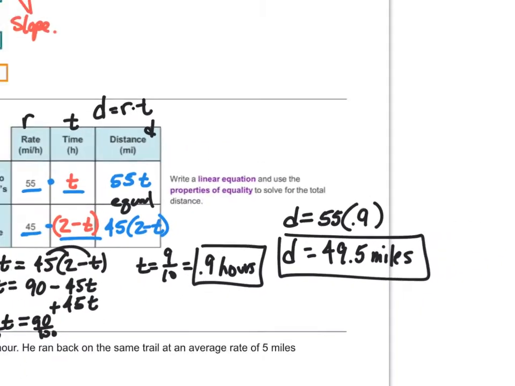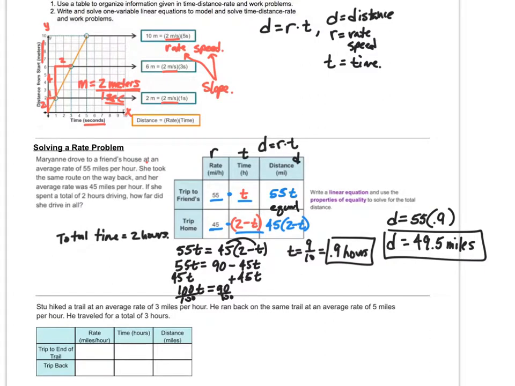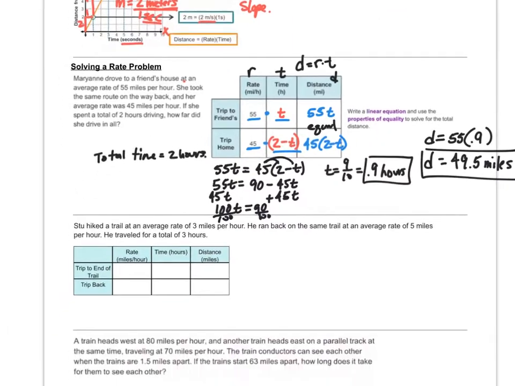And that's all you're doing, okay? It is kind of tricky to set these up, but we have to use a table and we have to use our knowledge that distance is equal to rate times time to be able to figure that out. So, okay, let's take a look at another one, okay?